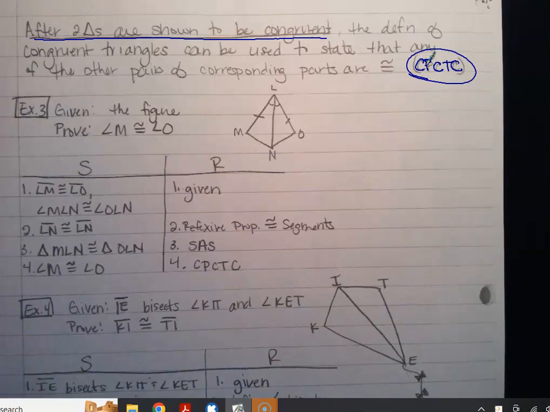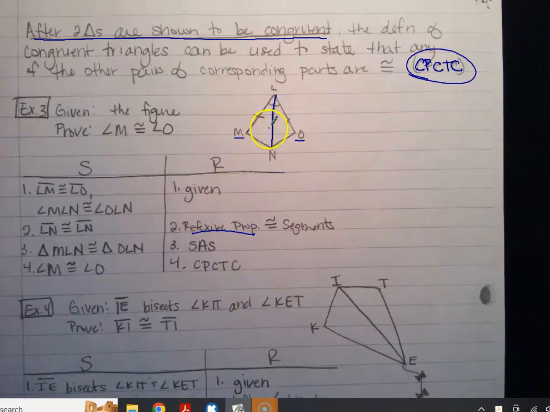All right, so let's look at this proof. We're given the figure, prove that angle M is congruent to angle O. So we knew that LM is congruent to LO, so our side lengths, and angle MLN is congruent to angle OLN. Those are marked. So that was given. Well, we could say LN is congruent to LN because of the reflexive property of congruent segments.